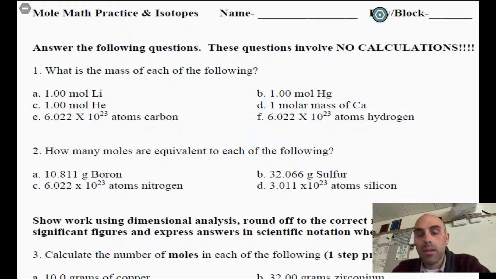Hey everybody, welcome back. So this sheet should look pretty familiar. Sorry, I must have a frog in my throat. This piece of paper should look pretty familiar. It is what you should have out right now. It is Mole Math Practice number 1.